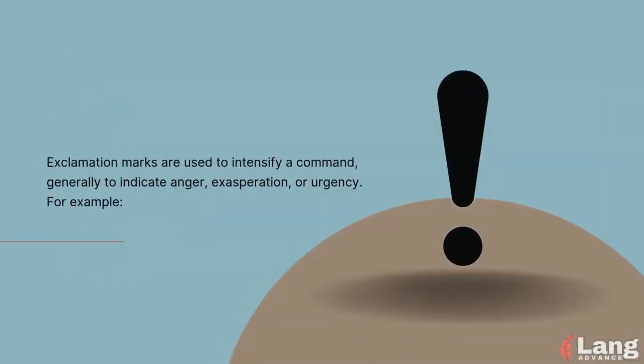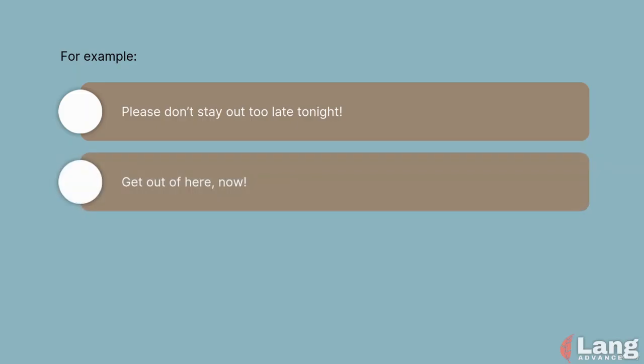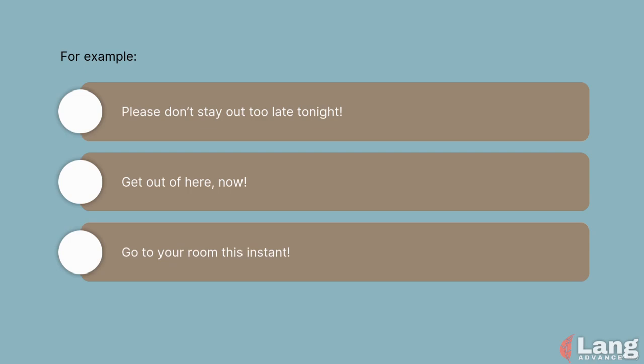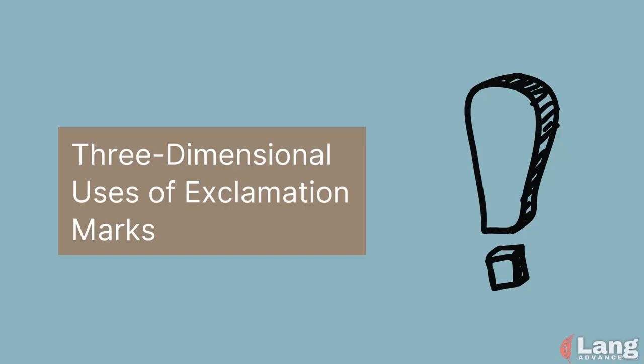Exclamation marks are used to intensify a command, generally to indicate anger, exasperation, or urgency. For example, please don't stay out too late tonight! Get out of here now! Go to your room this instant! Three uses of exclamation marks.